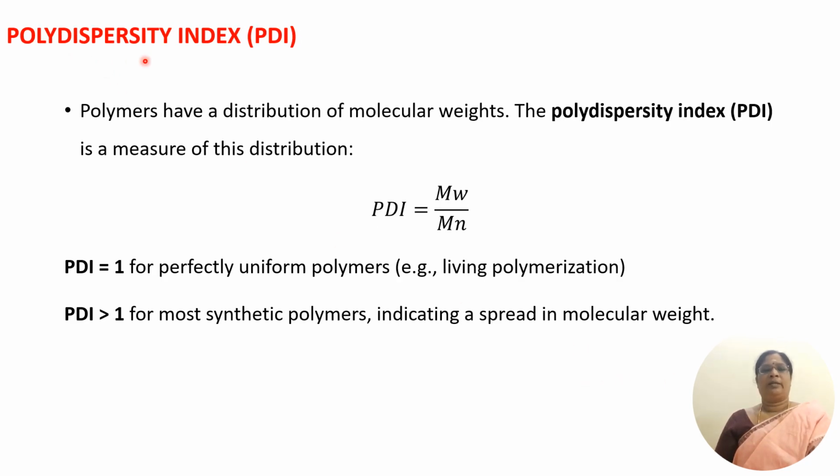Next one is the polydispersity index. Polymers usually have a distribution of molecular weights, and the polydispersity index is a measure of this distribution, defined as the ratio between the weight average molecular weight and the number average molecular weight. When PDI is equal to 1, the polymer is perfectly uniform. When PDI is greater than 1, as in most synthetic polymers, it indicates a wide spread in molecular weight.